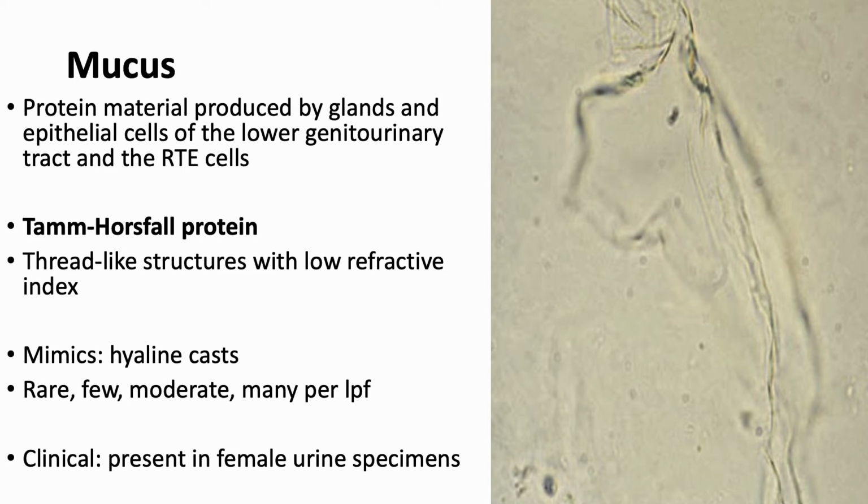Mucus represents thread-like structures with low refractive index. They are protein material produced by glands and epithelial cells of the lower genitourinary tract and the renal tubular epithelial cells, and they are made up of Tamm-Horsfall protein. Common mimics would be the hyaline casts, and they are reported semi-quantitatively. A clinical implication is that they are often present in female urine specimens.